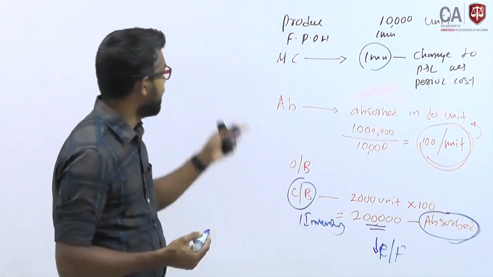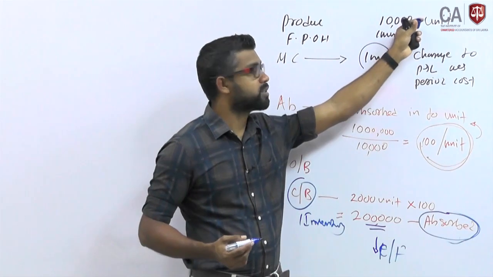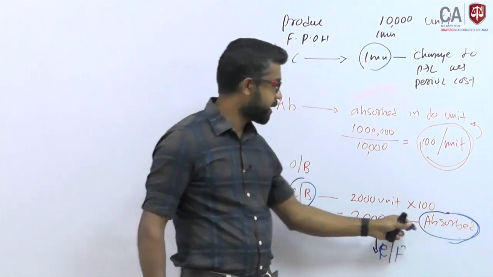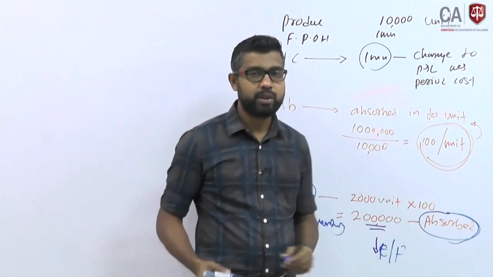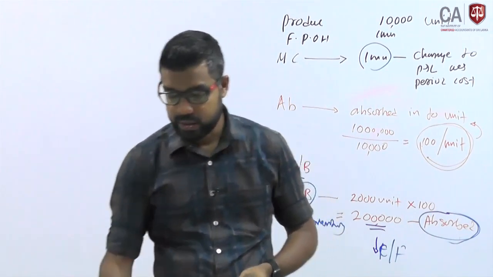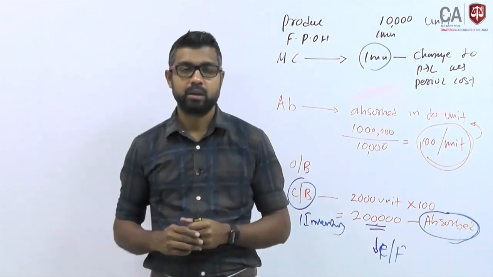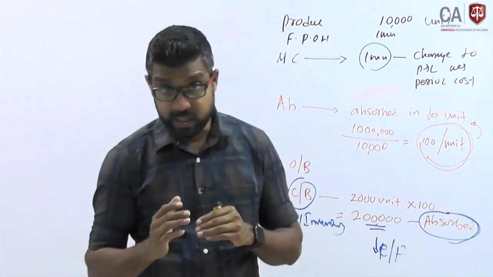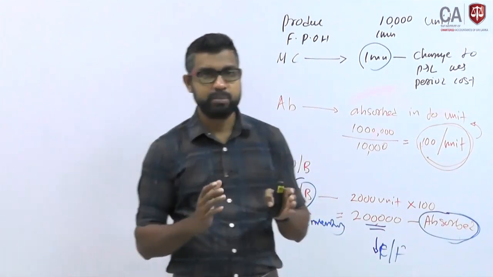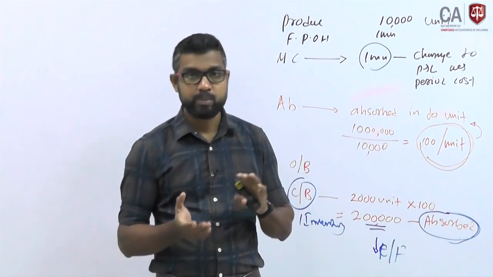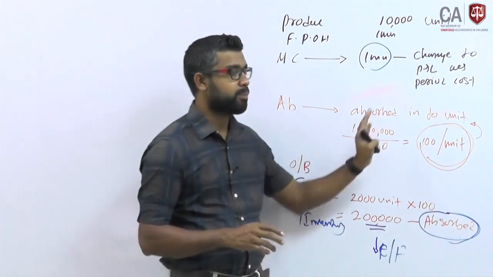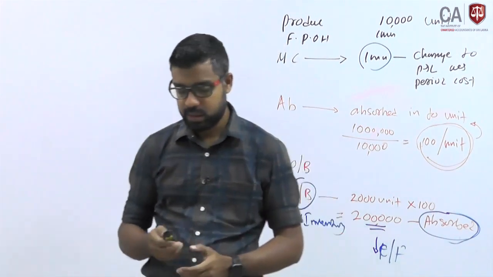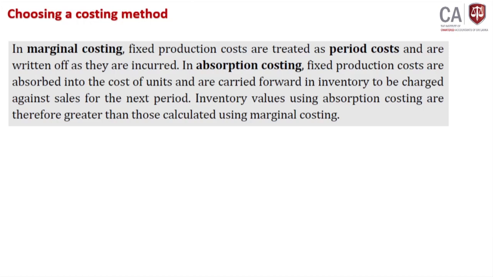Fair? In marginal costing, you will not absorb this 1 million into the units. But in absorption costing, you absorb fixed production overhead cost to units. Therefore, inventory value will be higher according to what? Absorption costing compared to marginal costing. Simple to understand. Keep this in your mind. So, what you need to understand first, the difference between marginal costing and absorption costing, is the treatment of fixed production overhead cost, and that has an impact on inventory valuation as well.